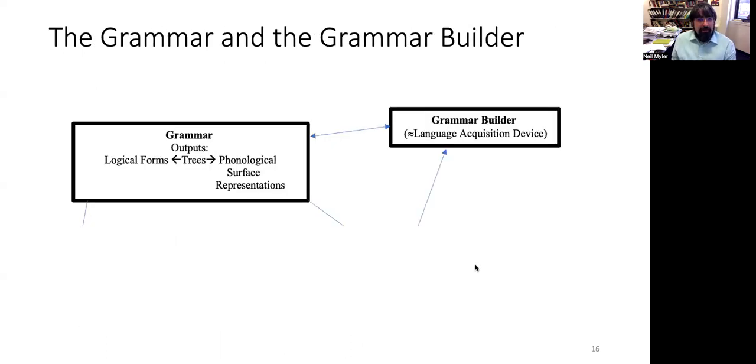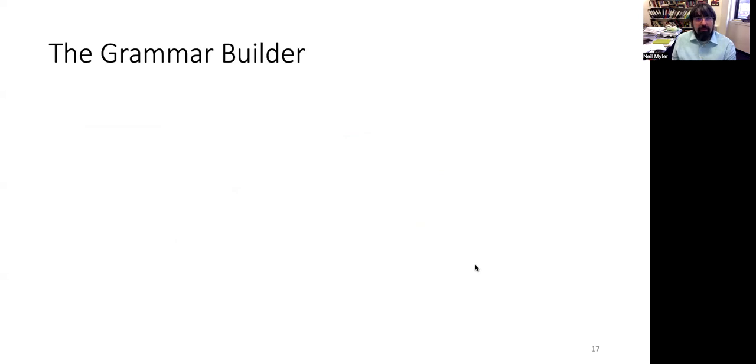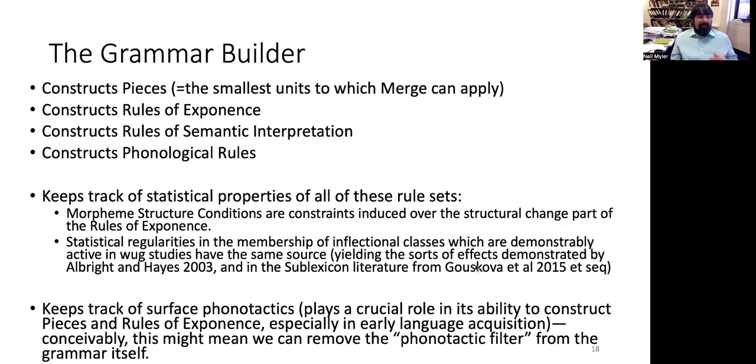So let's talk about the grammar builder. This is roughly equivalent to Chomsky's language acquisition device. What the grammar builder does in the conception we ended up with is it constructs pieces. A piece is the smallest unit to which merge can apply, roughly equivalent to the simplex terminal node in the syntax. It constructs rules of exponence. It constructs rules of semantic interpretation.